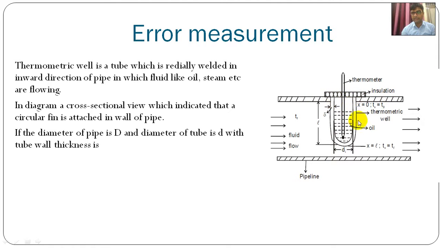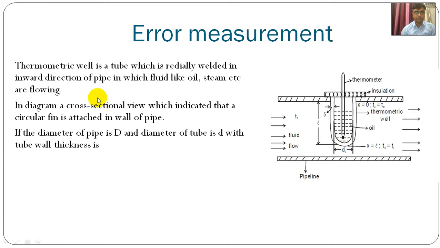And in this one, there is a filled with some oil, which is a conductive oil, and there is one thermometer inserted for measuring the temperature, and the mouth of this well is well insulated. That means there is no particular heat transfer in that direction. So I am writing the diagram of a cross section. Actually this is the cross sectional view of a pipe with thermometric well.